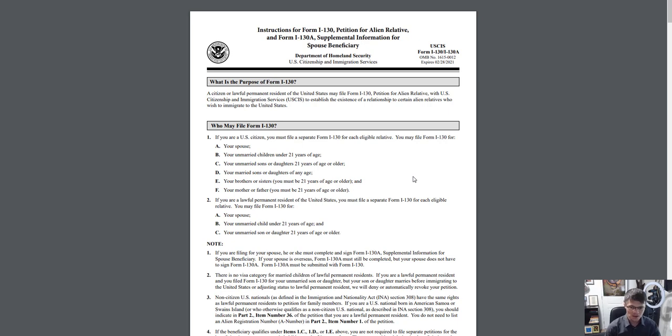Now, if you are a lawful permanent resident of the United States, again, you must file a separate Form I-130 for each eligible relative, but your choices now are a bit limited. You can only file for your spouse, your unmarried child under 21 years of age, and your unmarried son or daughter 21 years of age or older. So, fewer options. As you can see, you can't file for your parents, you can't file for your brothers and sisters, but your spouse and your children, you can.